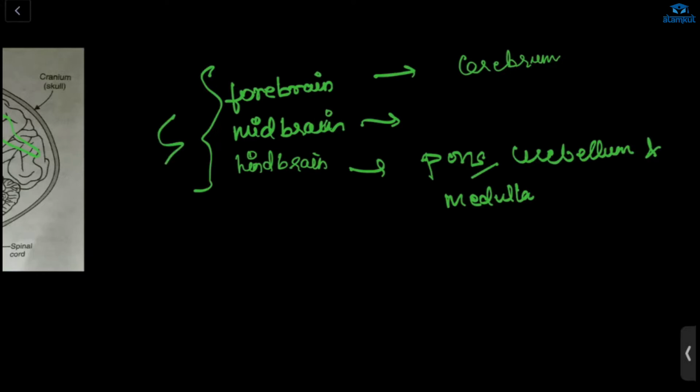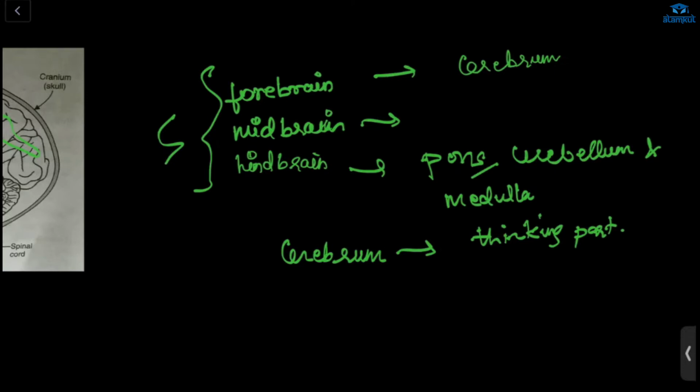What is the function of the forebrain, the cerebrum? It is the thinking part of the brain, where there will be learning, reasoning, memories, intelligence, and personality. All our thoughts, actions, and movements are controlled by the cerebrum.